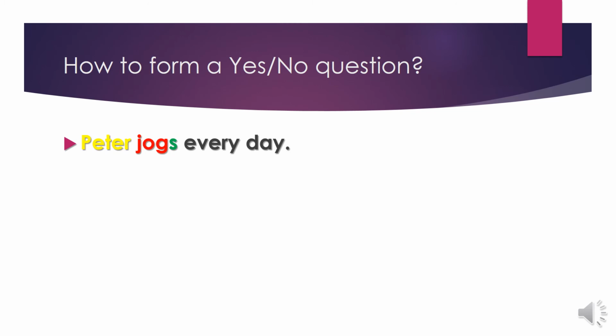Here are other examples. Peter jogs every day. The main verb in the sentence is jogs. It's in the present simple. It's singular. It ends with S. So I have to add does. So does Peter jog every day?